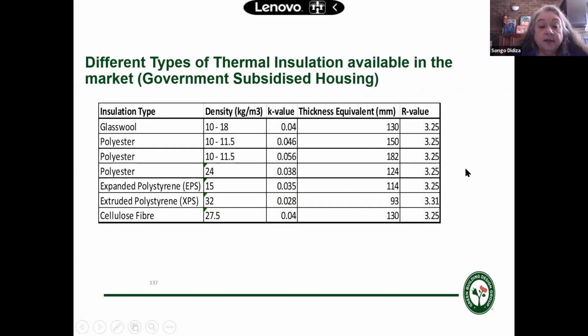So again, I've done the tables of equivalence: for 130 mils of glass wool, you need 150 mils of polyester. And all polyesters are not created equal either. All insulation is not created equal. You get ones with very, very poor thermal conductivities, then you're looking at like 182 mils. And again, with the extruded polystyrene, I've excluded the sealing.